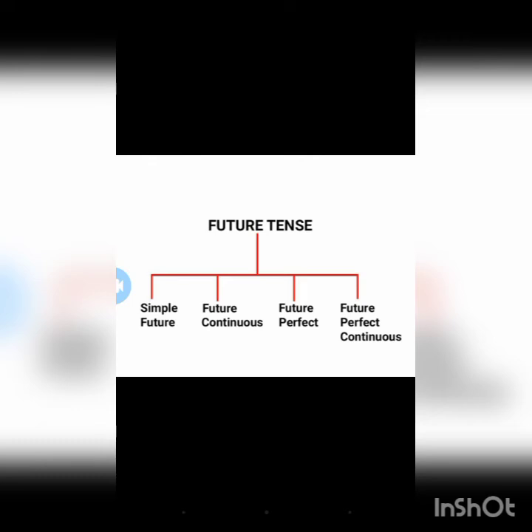There are 4 types of future tense. You all know. Can you read this? Simple future, future continuous tense, future perfect tense, and future perfect continuous tense. These are the 4 types of future tense.